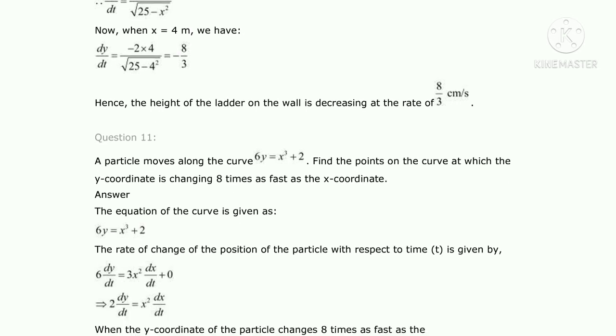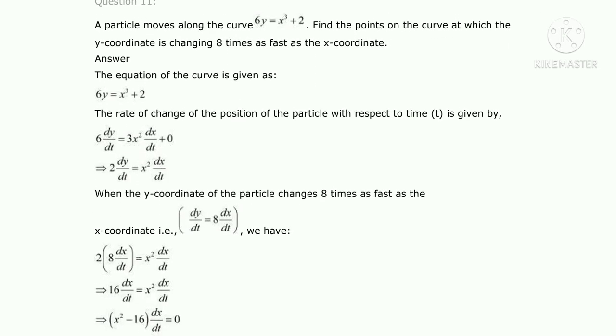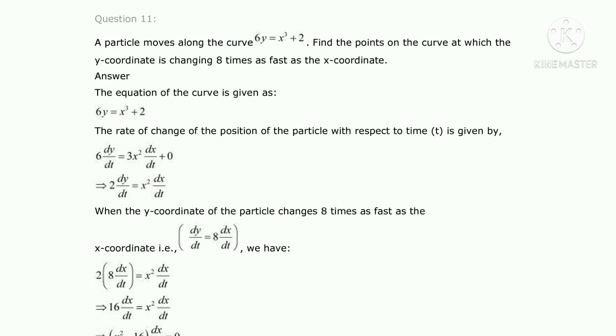Okay, next question. Now question number 11. If you see question number 11, a particle moves along the curve. The curve is given here, 6y equals x cube plus 2. Find the points on the curve at which the y coordinate is changing 8 times as fast as the x coordinate. Find the points on the curve.